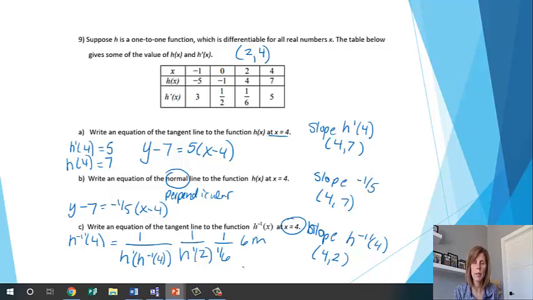And then I'm going to write my answer here. I'm going to have y minus the y value is equal to my slope, which is 6, times x minus the x value. And I have now found 3 different equations of tangent lines that really had nothing to do with each other. But hopefully you were able to tackle it and feel pretty good about it. All right, thanks.